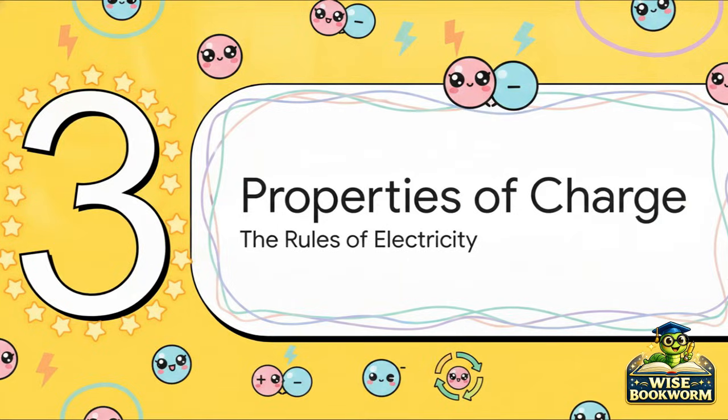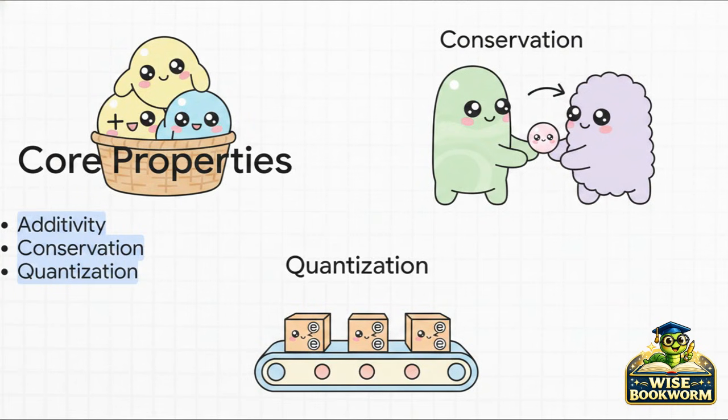All right, section 3, properties of charge. Now, what's really interesting here is how we can break down the anatomy of a charge into 3 distinct properties. First up, we have additivity. If a system contains multiple point charges, you just add them up algebraically like normal, real numbers, making sure to keep their positive and negative signs.